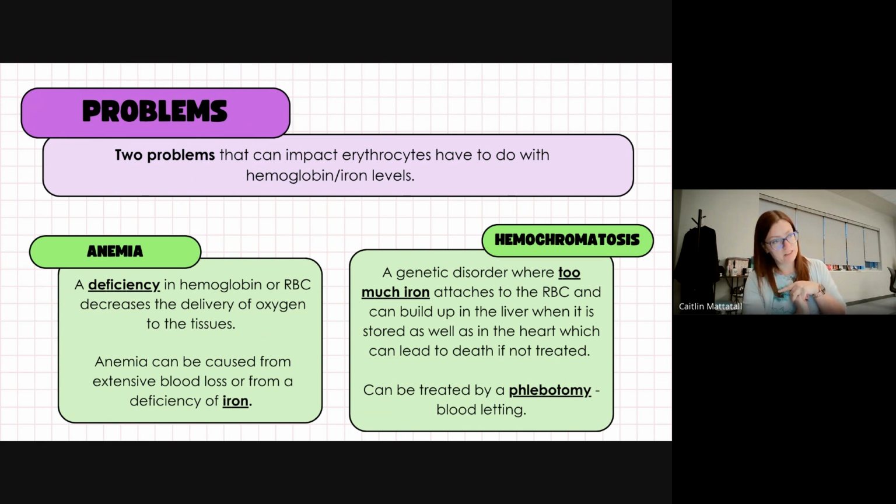On the opposite side, you can have too much iron in your blood, but luckily this is not something that you can develop unless you have the genetics for it. So anemia is something that can impact anybody. Hemochromatosis is a genetic disorder, so it has to be in your DNA. You have to get it from your parents, where you have too much iron attaching to your red blood cells, usually because you have too much hemoglobin. And if it's not treated, it will start to build up in your heart and in your liver, and those organs will start to fail.